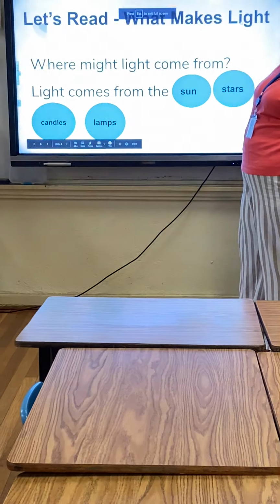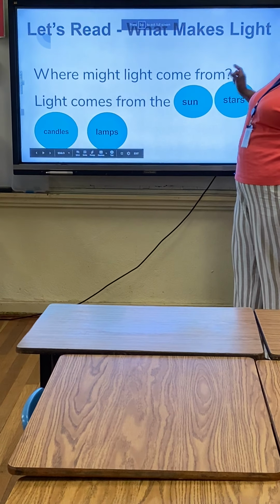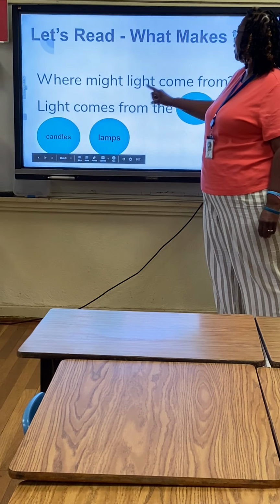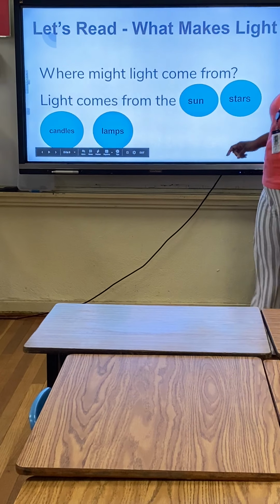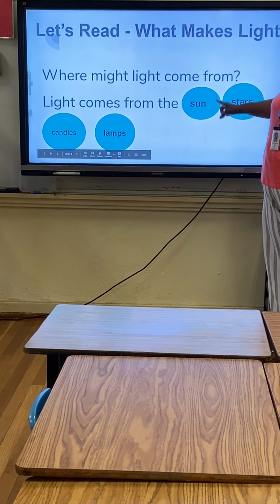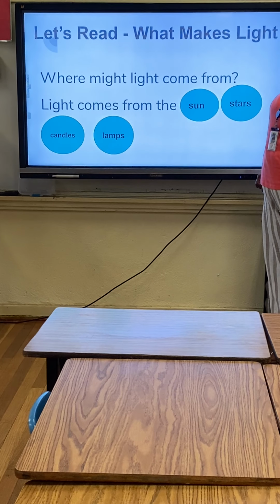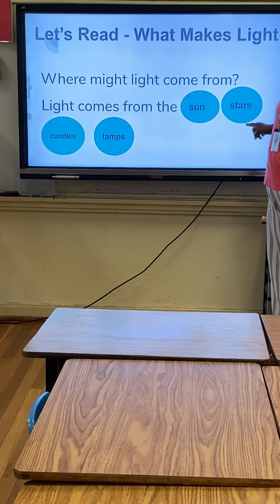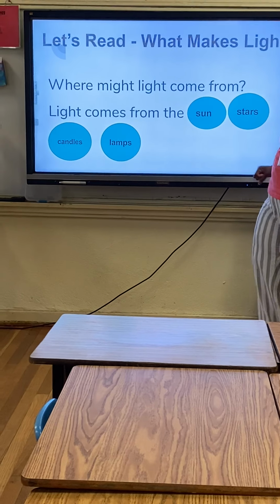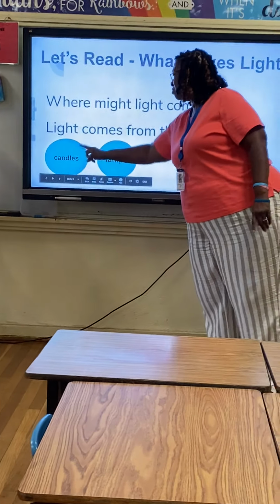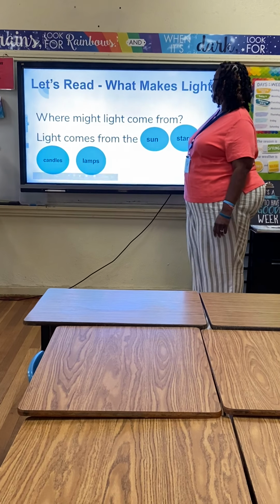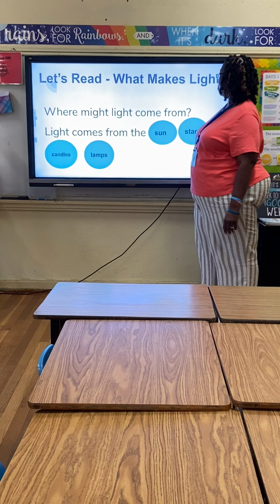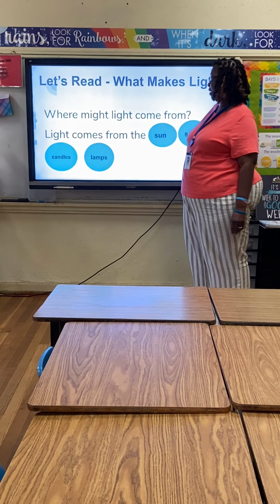Okay, let's read. Where might light come from? Light comes from, look at our bubble. Sun, you should have circled sun in your book. Stars, circle the stars. Candles, and lamps. The 4 nouns that we have, 4 places that you will find light.